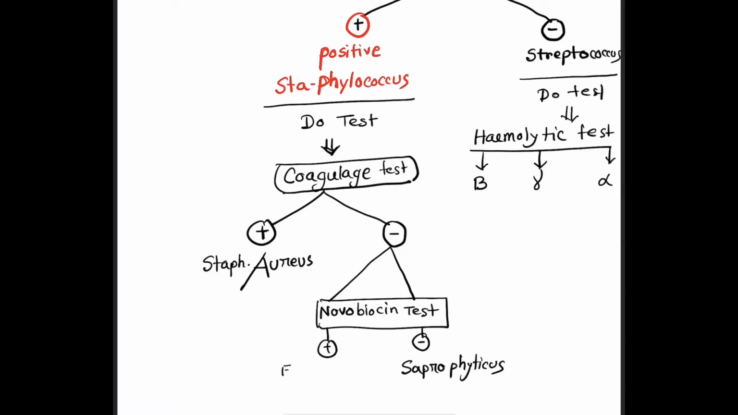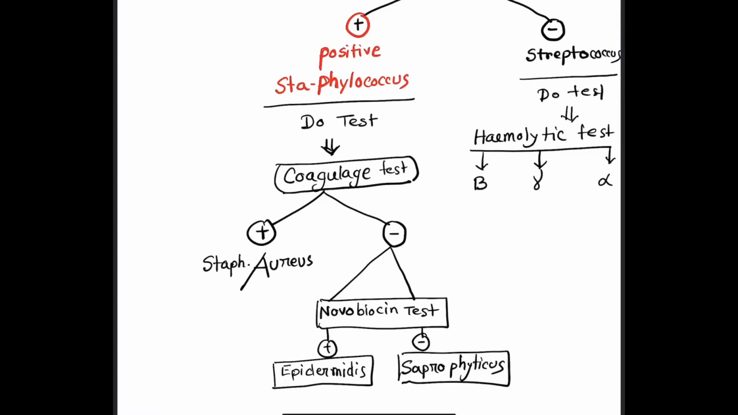So if it is Gram positive, it is cocci. If it is catalase positive and coagulase positive, then it is Staphylococcus. If coagulase is negative, then definitely do the novobiocin test. If it is positive, then epidermidis, and if it is negative, then you can say it is saprophyticus.